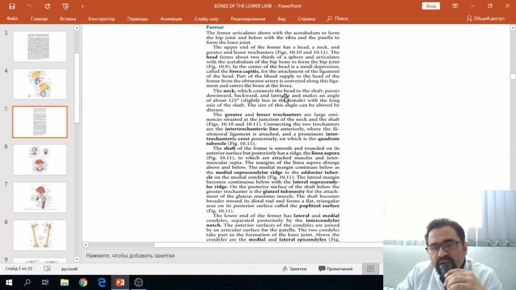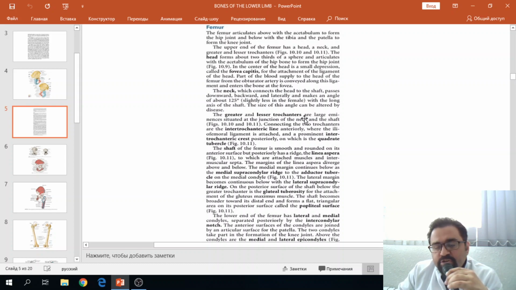The neck, which connects the head to the shaft, passes downwards, backwards and laterally, and makes an angle of about 125 degrees, slightly less in the female, with the long axis of the shaft. The size of this angle can be altered by disease.